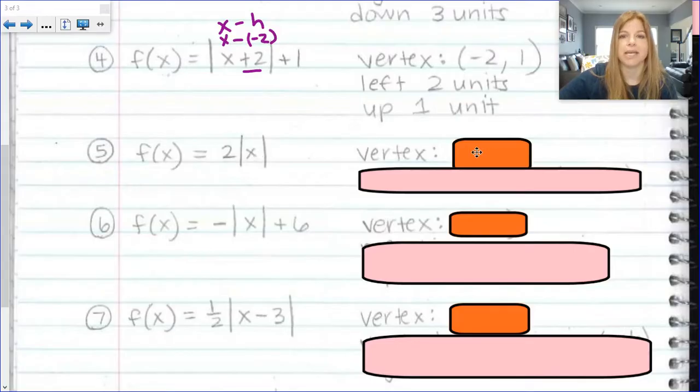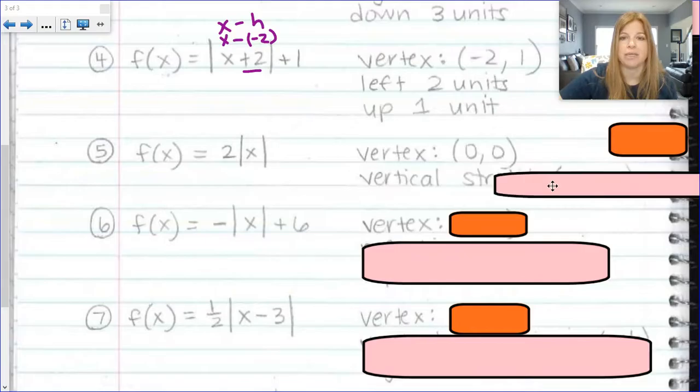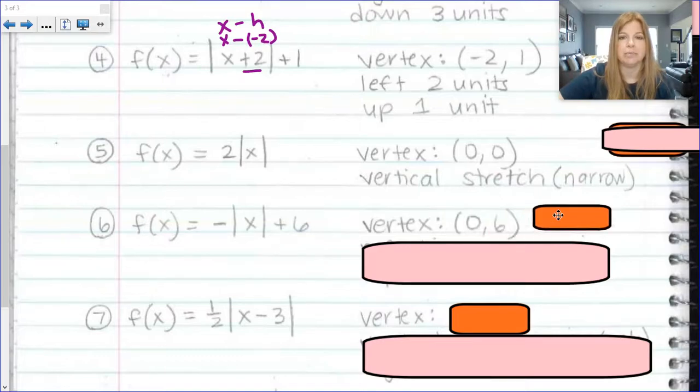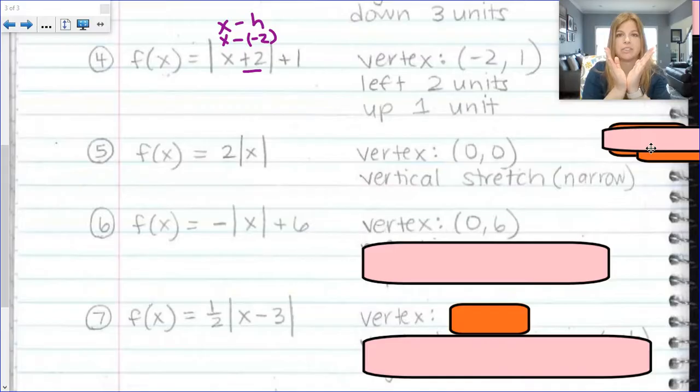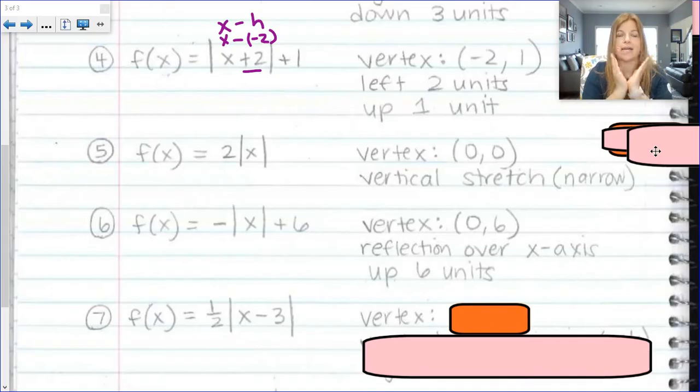Okay, vertex, my h is 0, my k is 0. So it's not moving anywhere, but an a value of positive 2 is going to make that graph get stretched out, much skinnier. All right, vertex, my h is 0, my k is 6. So that's going to tell me that it's going to shift up 6 units, and then a negative a value. Do you remember what a negative a value does? It reflects it over the x-axis. So it's going to get reflected and then also shifted up 6 units.